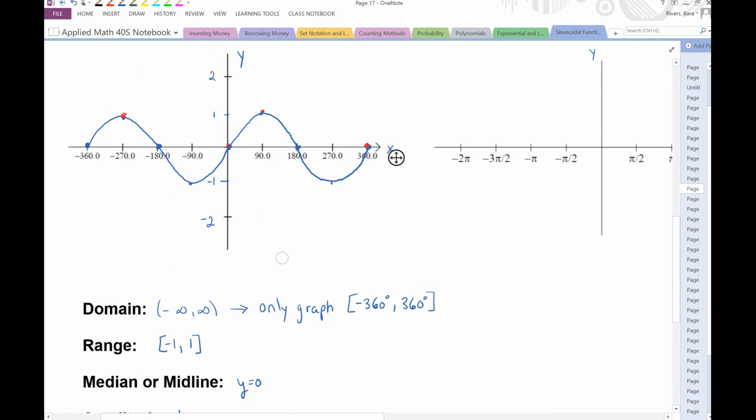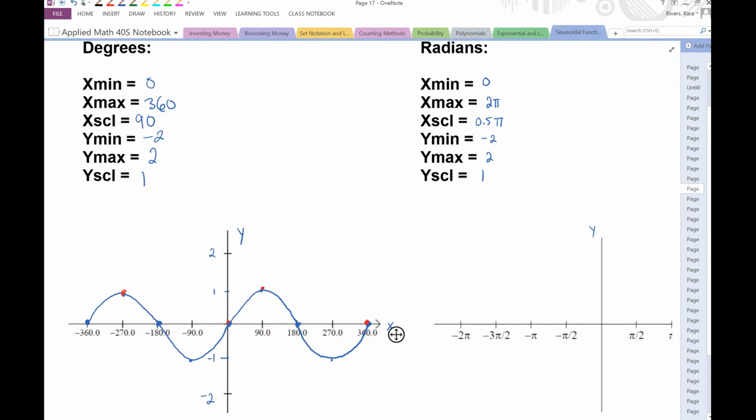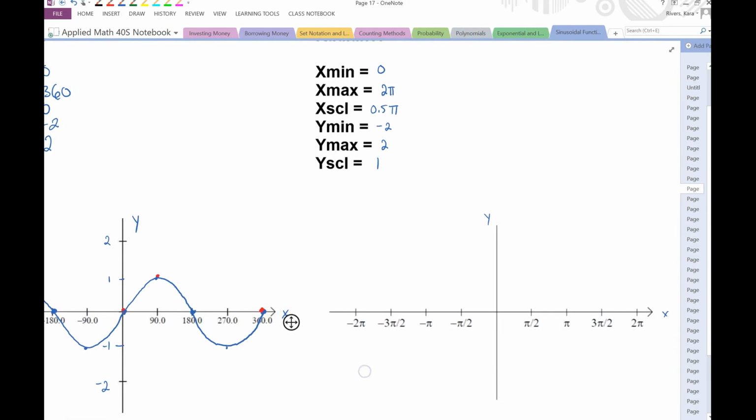Okay, so we're going to do this all over again, and we're going to do this in radians. Now, what you're going to be looking at is going to be exactly the same, instead we're using different units. So let's have a look at that in our calculators first.